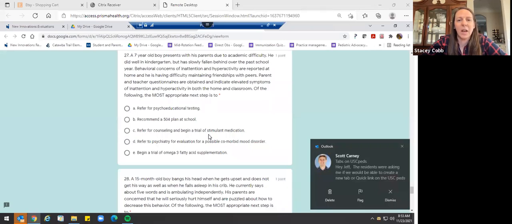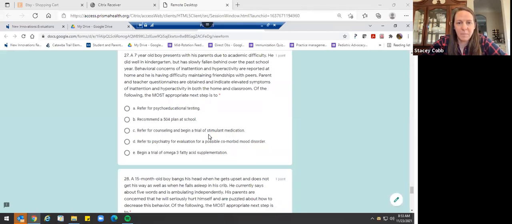So our next most appropriate step is to treat. And that would be whatever one says something about counseling. Now with the newest recommendations, I should have updated this to not say refer for counseling, but refer for behavioral therapy. That is the language that we're shifting to because they want us to be more specific so that the pediatricians know exactly what to refer to. So behavioral therapy and a stimulant is the right answer.